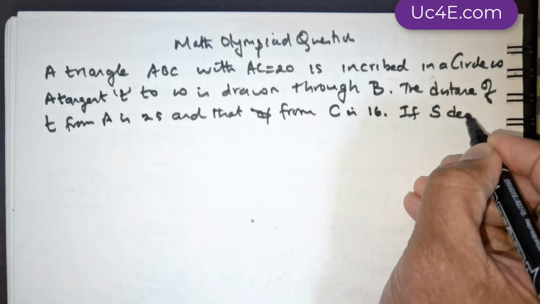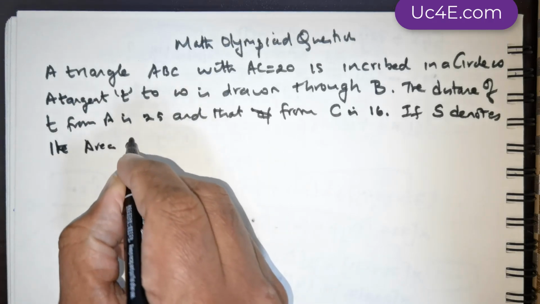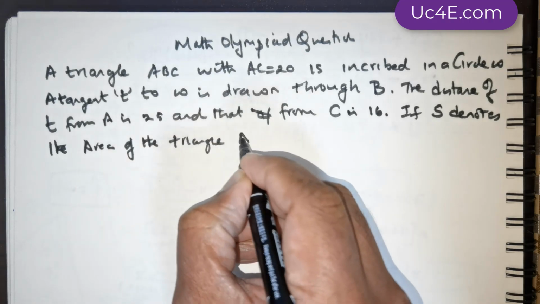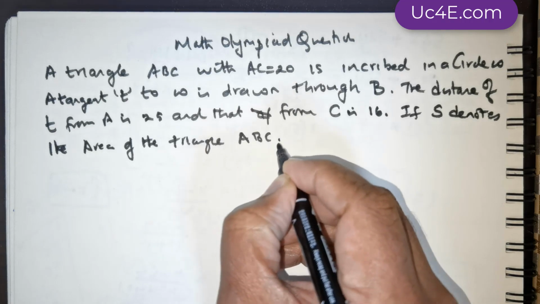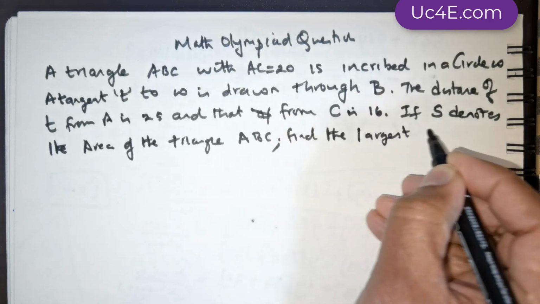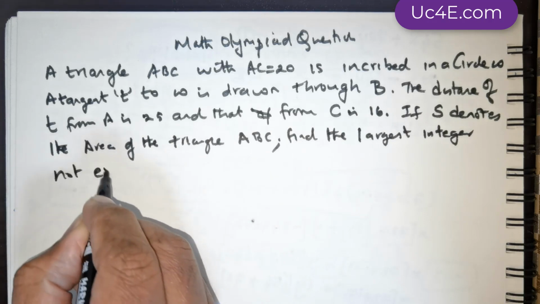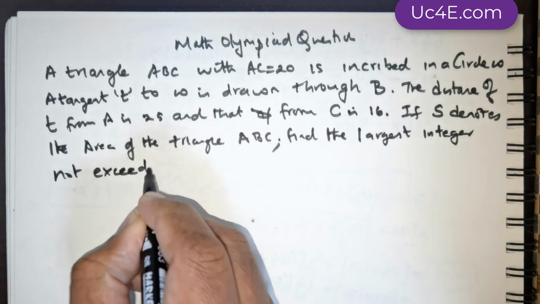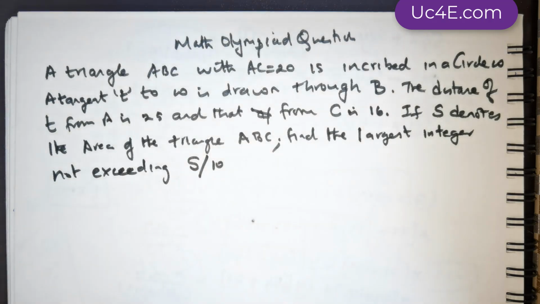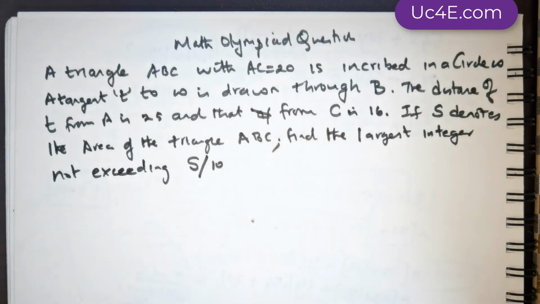If S denotes the area of the triangle ABC, find the largest integer not exceeding S divided by 10. So we are expected to find the area and we've been given this following information.